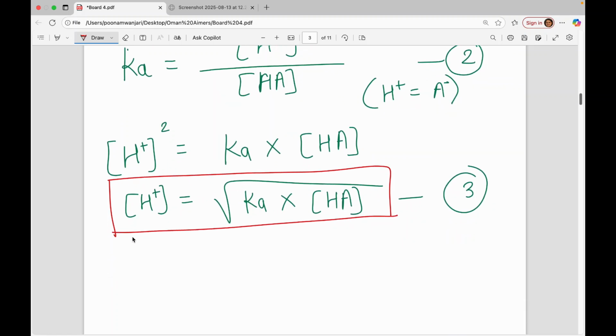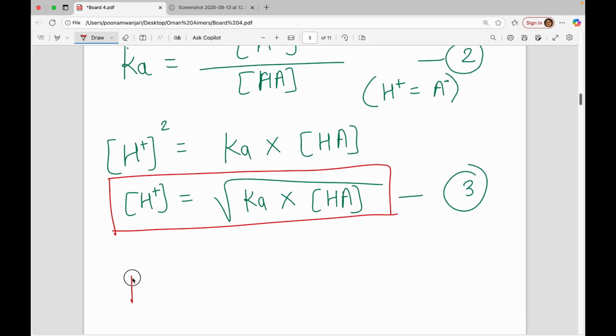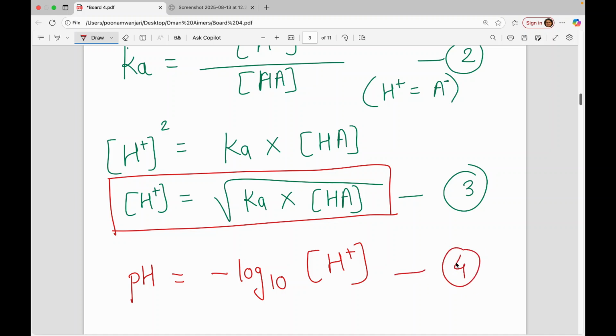After getting concentration of H plus, you can easily calculate pH, and pH is equal to negative logarithm to the base 10 concentration of H plus. Whatever value you will get here, just put this value into this equation. This is your fourth equation. So from this you can easily calculate pH of weak acid.